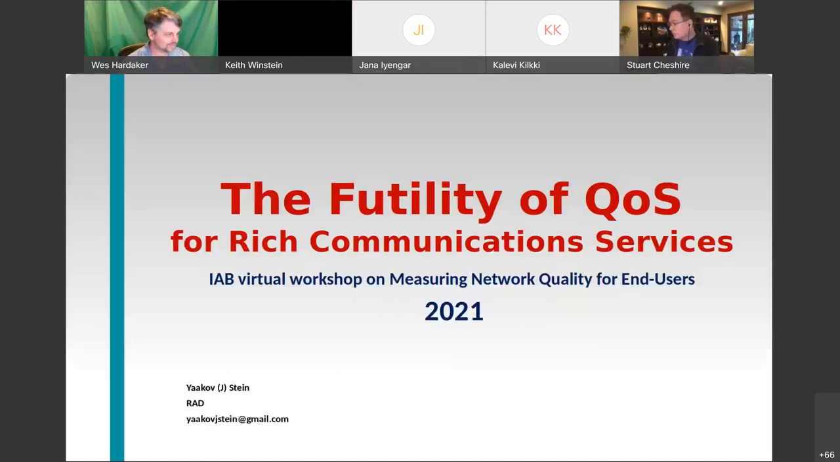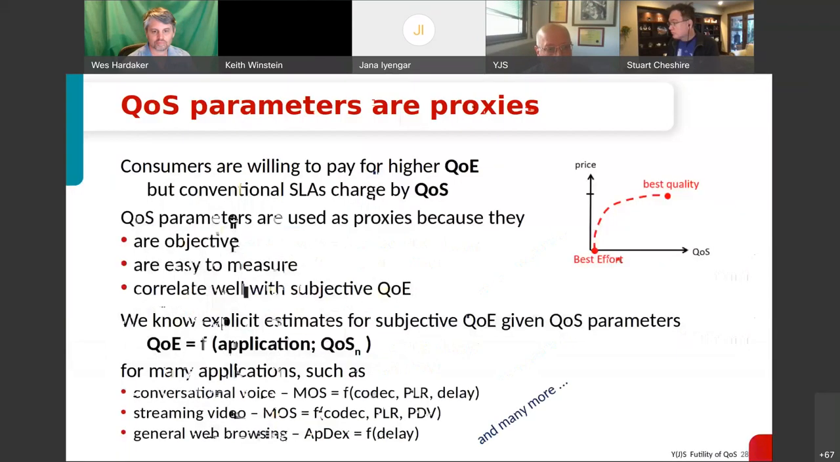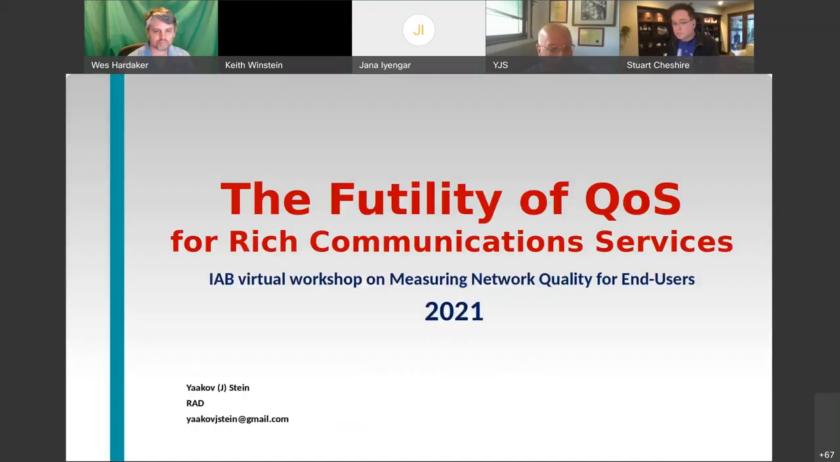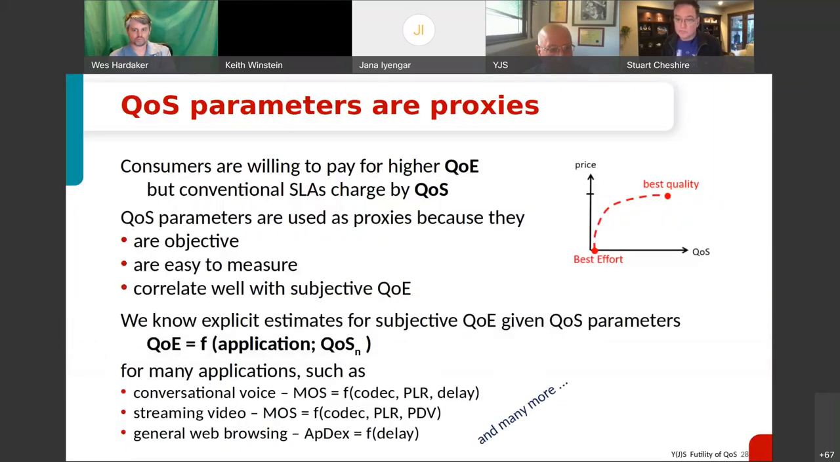Yaakov. Yes, hi, everyone, can you hear me? You can go on to the next slide. I've spent a lot of my career looking into QoS and OAM mechanisms, performance monitoring, and things of that sort. Can you go on to the next slide? Yes, thank you.